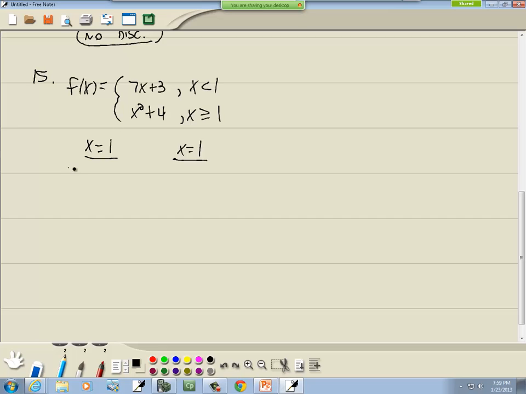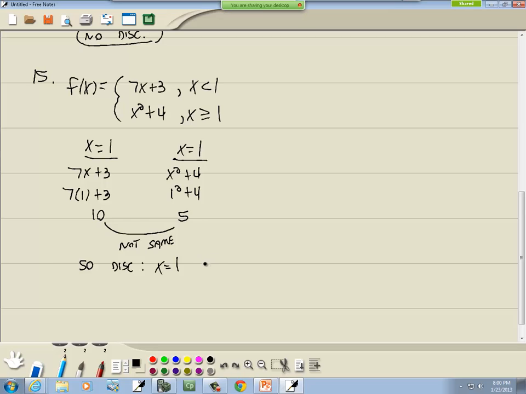So if I plug it into the 7x plus 3, and I'll plug it into the x squared plus 4, I'm going to get 7 times 1 plus 3, which gives us 10. And over here I'll get 1 squared plus 4, which gives us 5. These are not the same. So that means this is discontinuous at x equal to 1. And piecewise functions will pretty well always be non-removable, except for one example I'll give you. So these are non-removable. There's a gap there.